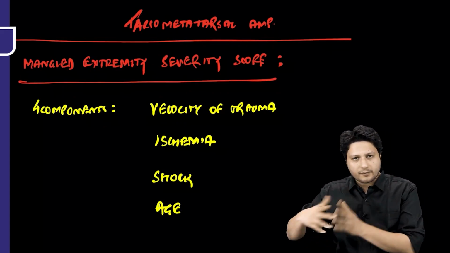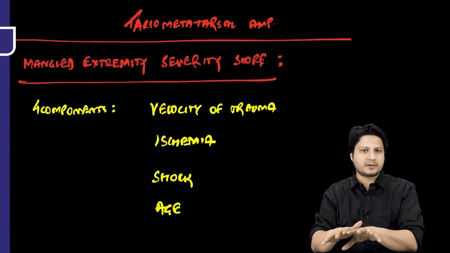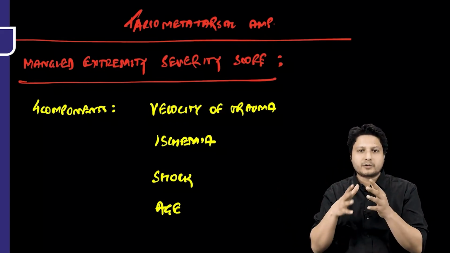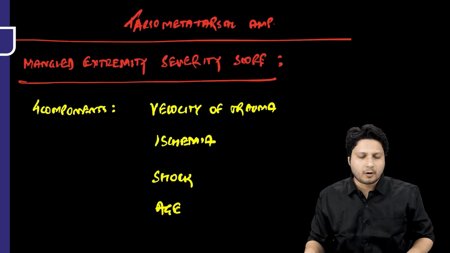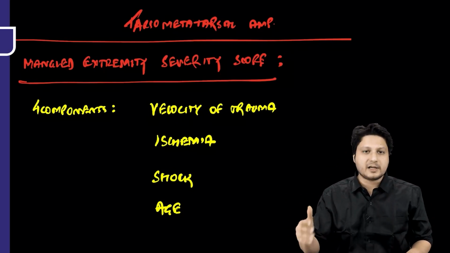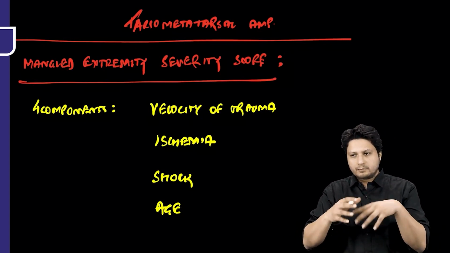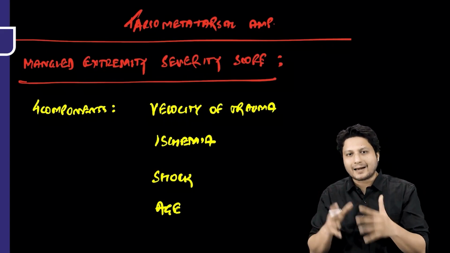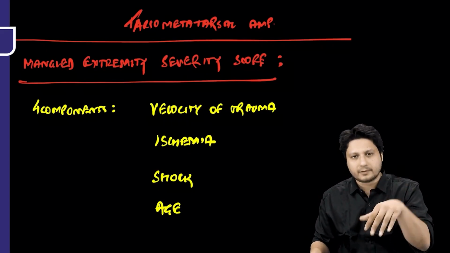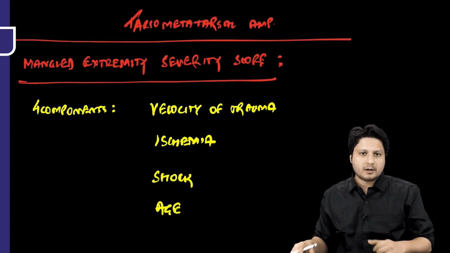Practically there are different systems which are utilized, but as far as your examinations are concerned, it is important because this has been asked multiple times in all India examinations also, like NEET PG examinations. They can ask this question: all of the following are components taken into consideration in the mangled extremity severity score, except. This is how they ask this question, and they can give you these options.